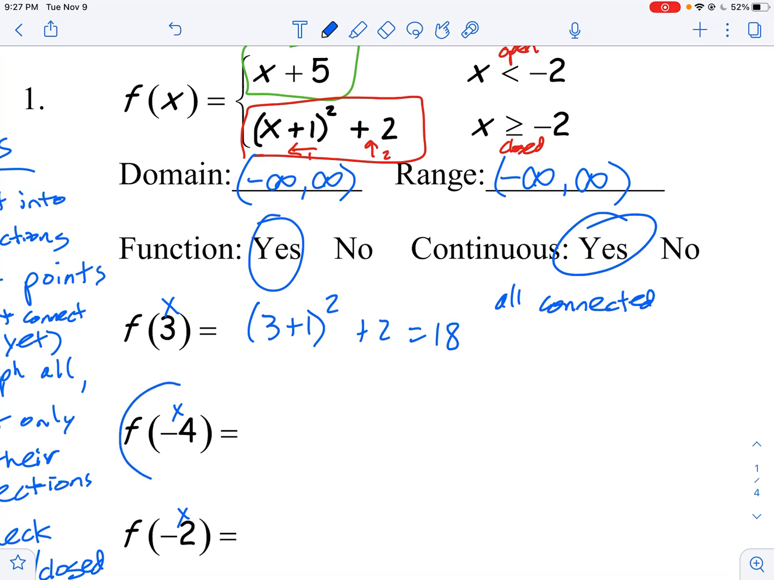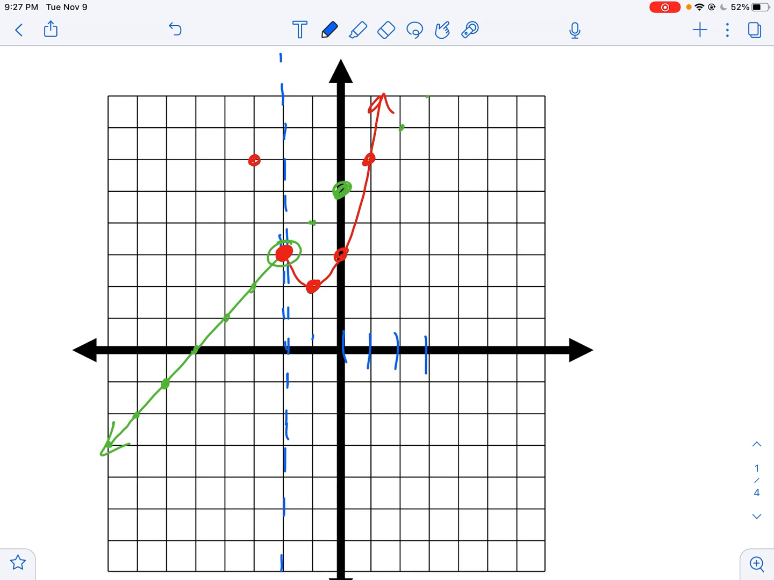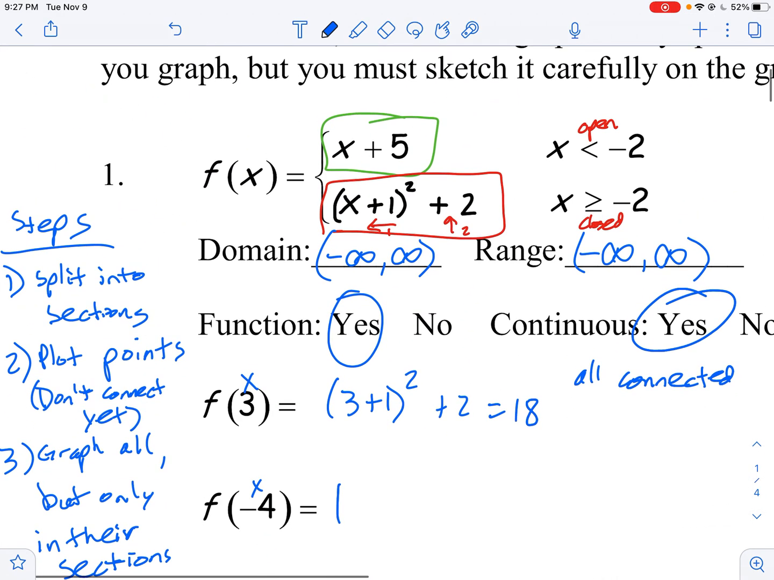And the next one's f of -4. So if I come over to my graph, come to -4, 1, 2, 3, 4, and figure out how high up it is, it's at 1. So you can come here and just put a 1. You could have also taken this x and put it in the line part, since that's where the x's are less than -2. It's -4 here, so you can plug it in. -4 plus 5 is 1.